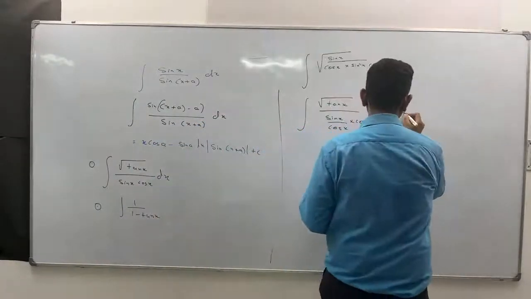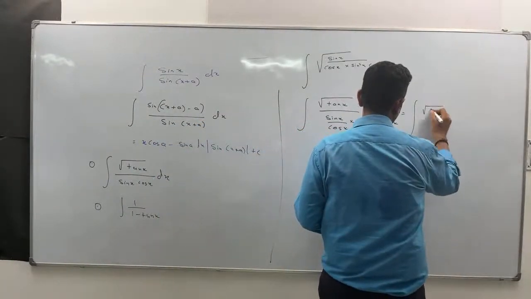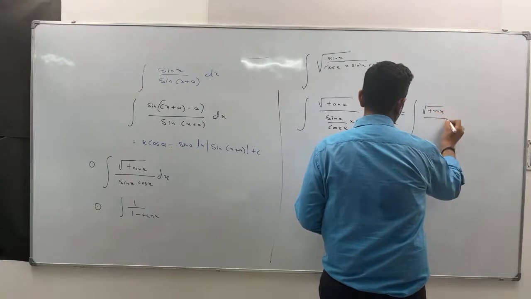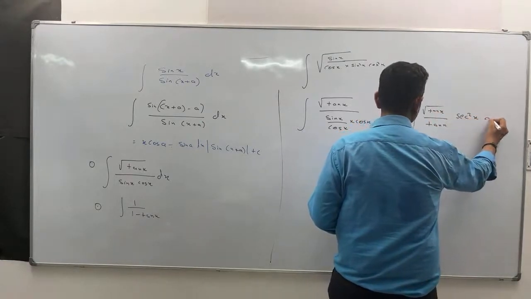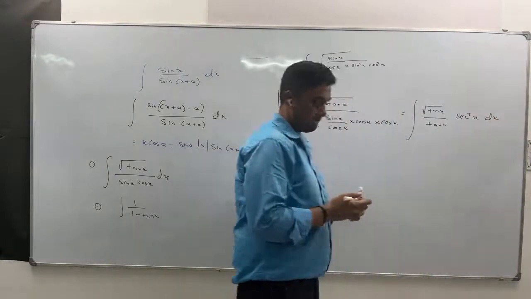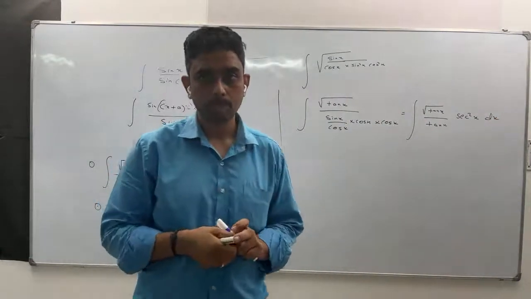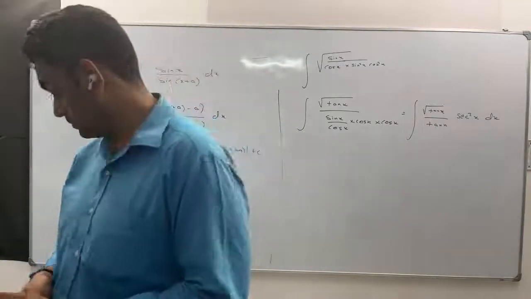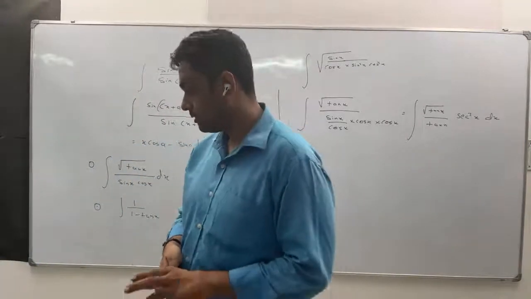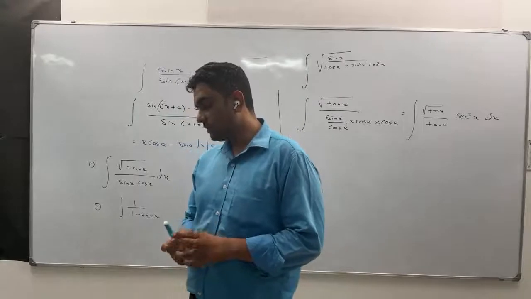We can rewrite this as integral of root tan x by tan x into secant square x dx. Nityashri, is this clear to you?